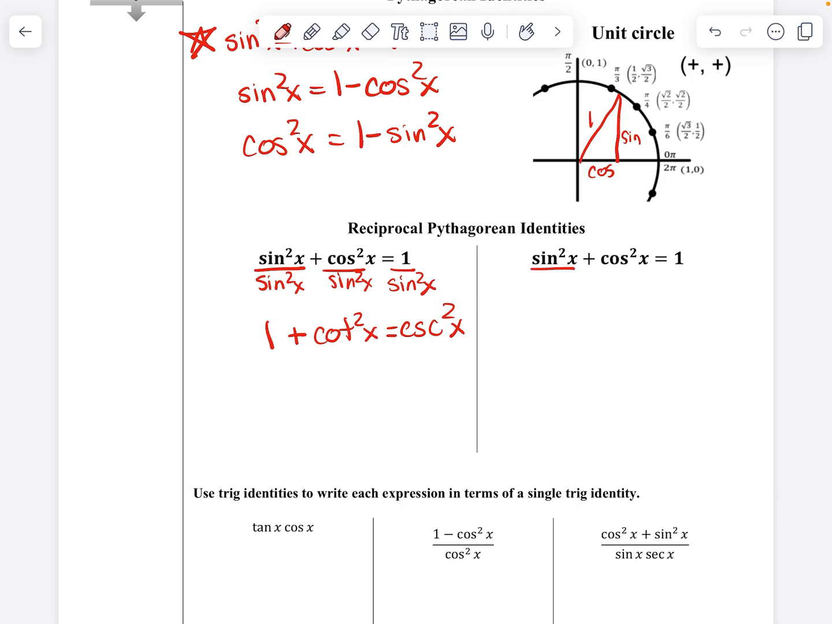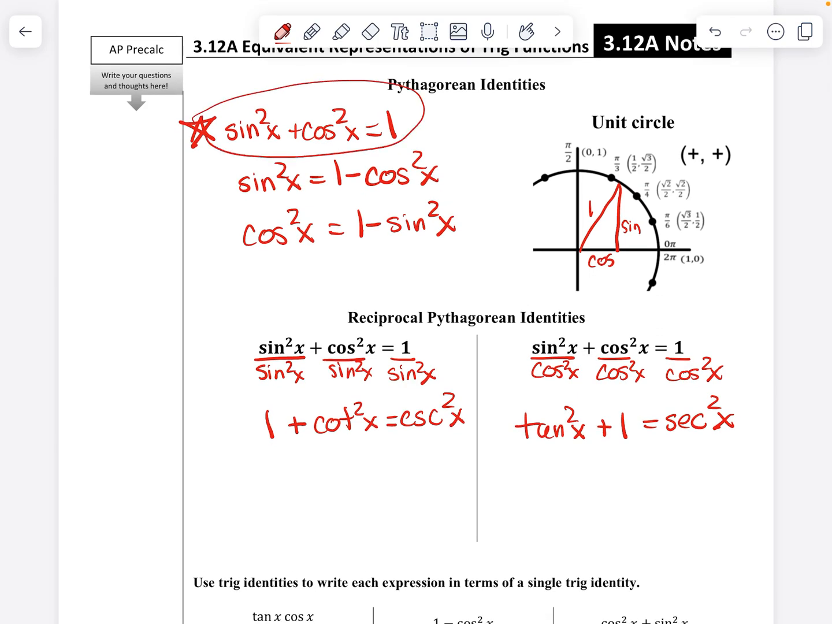And we get a different one if we divide these by the cosine squared of x. So sine over cosine, that's our tangent squared of x. Cosine over cosine is 1. 1 over the cosine is the secant squared of x. So these are all different identities, but they all stem from that sine squared plus cosine squared equals 1.